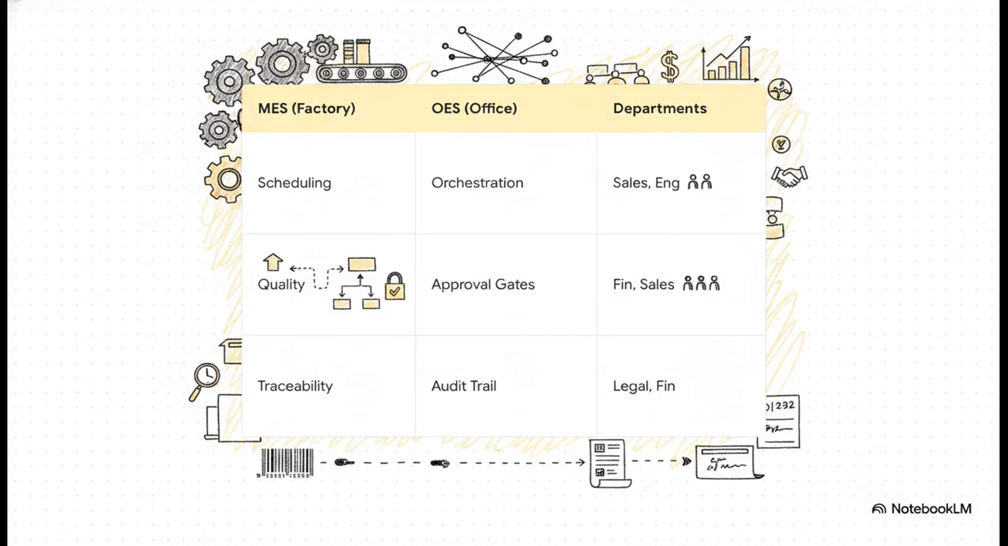So in a factory, you've got production scheduling, right? Well, the proposed OES equivalent for the office is work and case orchestration. That's taking things like sales leads or service tickets and routing them to the exact right person at the exact right time. Factory in-process quality becomes embedded approval gates for things like quotes or contracts. And factory traceability seamlessly translates into a full compliance audit trail for legal and finance, so you know exactly who approved what version and exactly when they did it. The underlying logic wasn't just made for machines, it actually applies to absolutely any repeatable work.